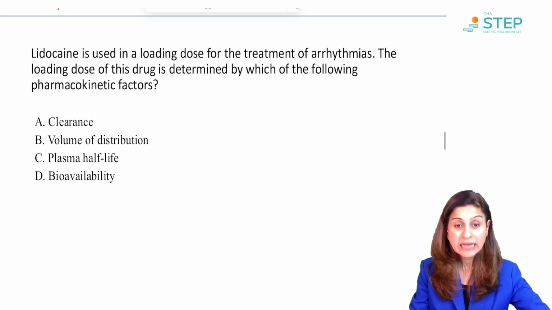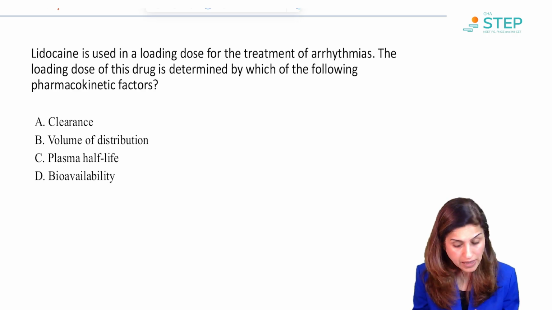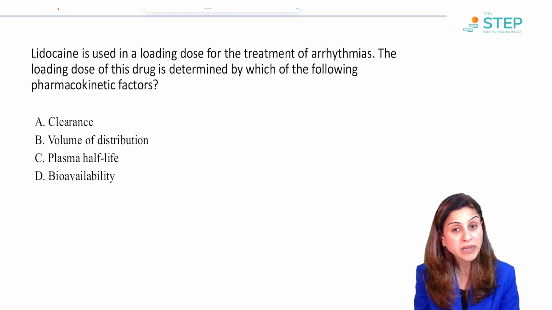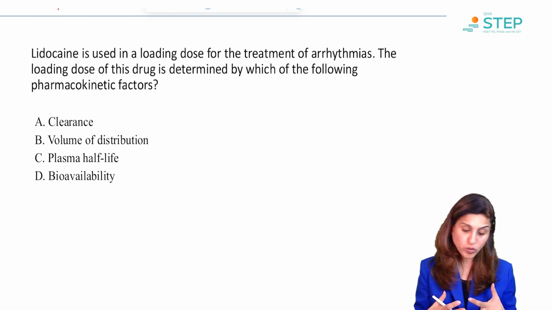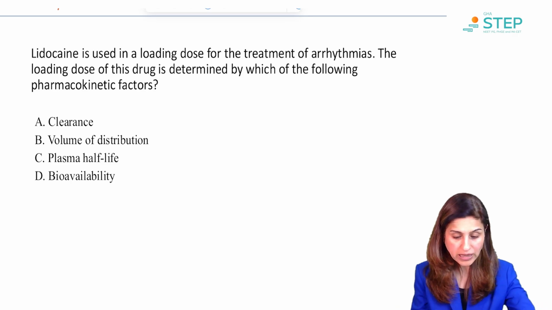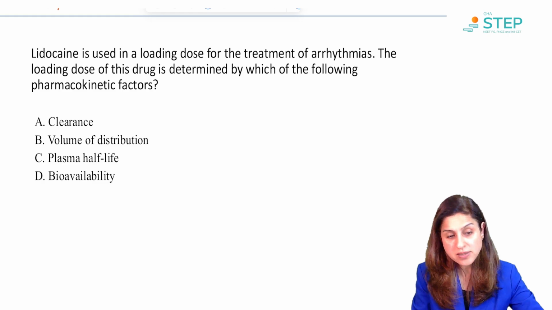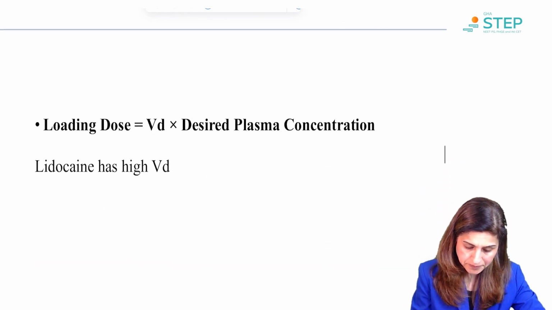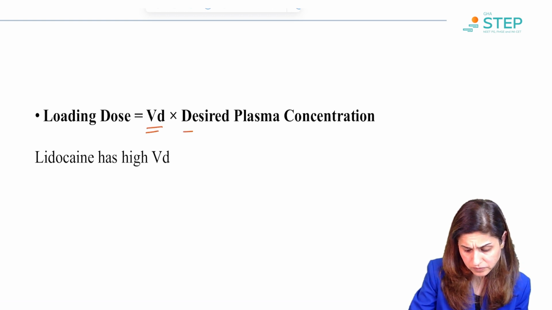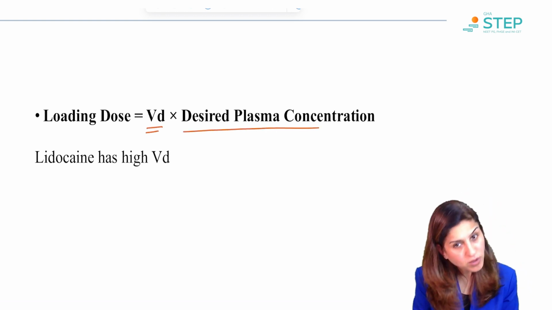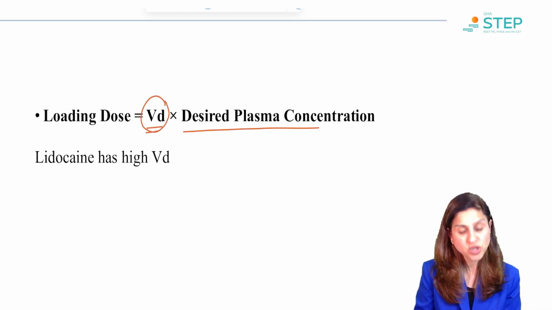Moving on to the next one. Lidocaine is used in a loading dose for the treatment of arrhythmias. The loading dose of the drug is determined by which of the following pharmacokinetic parameters? Again, it's a formula-based question that you should remember, then it will be easy to answer such questions. Let's see what the formula for the loading dose is. Loading dose is equal to volume of distribution multiplied by the desired plasma concentration. So remember that loading dose depends on the volume of distribution.